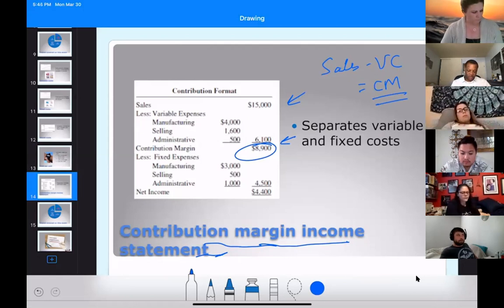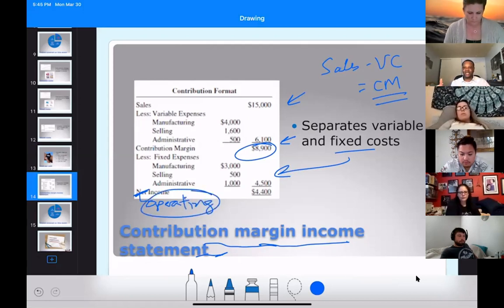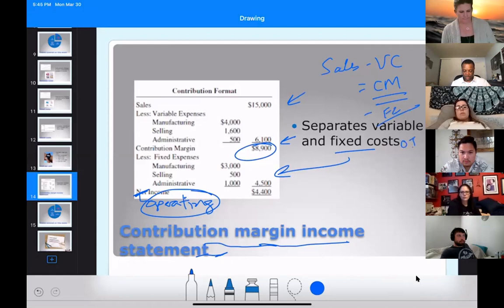Then after we have our contribution margin, we have our fixed costs below our variable costs. And this is not your net income. This is your operating income. But between now and Wednesday, if you called it net income, it's not going to matter. So sales minus variable costs minus your fixed costs equals your operating income.